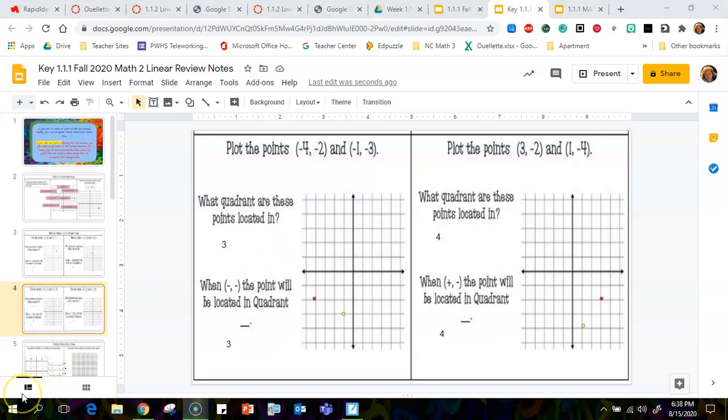Okay, so if you paused the video and filled this in and you came back, this is what it should have looked like. Your red here would be here and yellow here, and this is quadrant 3. And then both of these points ended up in quadrant 4. So if you have 2 negatives, a negative X and negative Y, that point is always going to be in quadrant 3. If you have a positive X and a negative Y, that point will always be in quadrant 4.